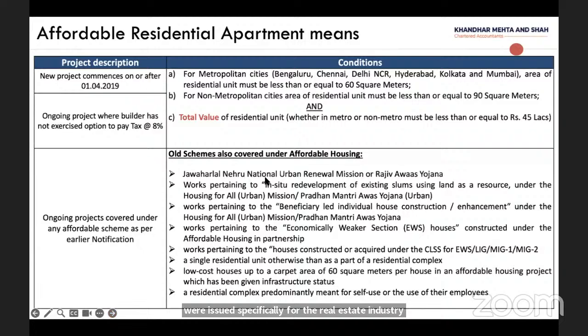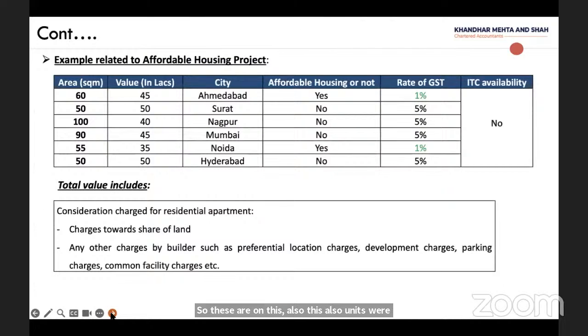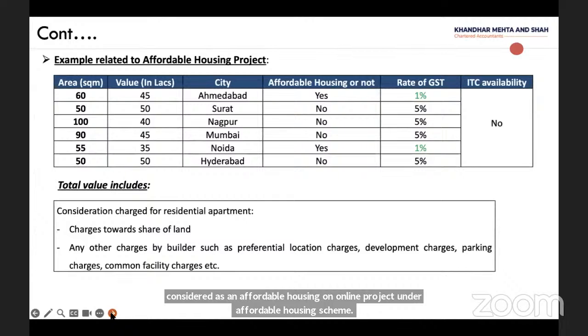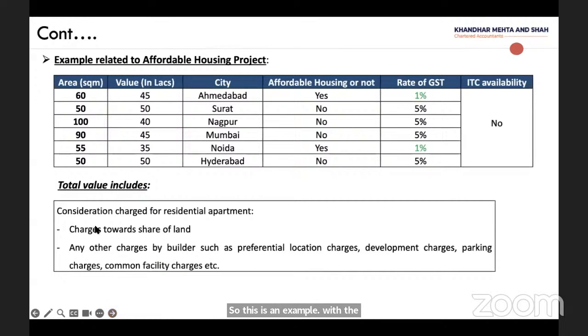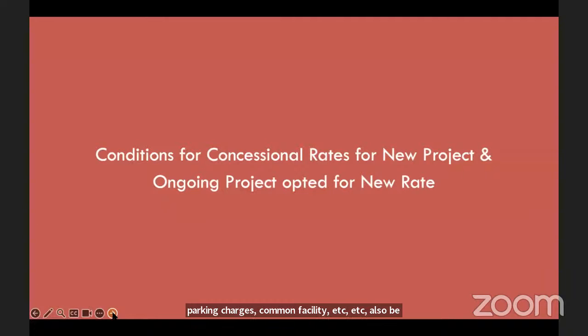Apart from this, there are some other affordable schemes that were defined in the rate notification 11/2017. So on this also, units were considered as affordable housing on an ongoing project under the affordable housing scheme. So this is an example with various permutation combinations. So again, that's the total value charged towards the rent, and other charges including preferential and parking charges, common facility, etc., all should be considered for the 45 lakhs of amount.